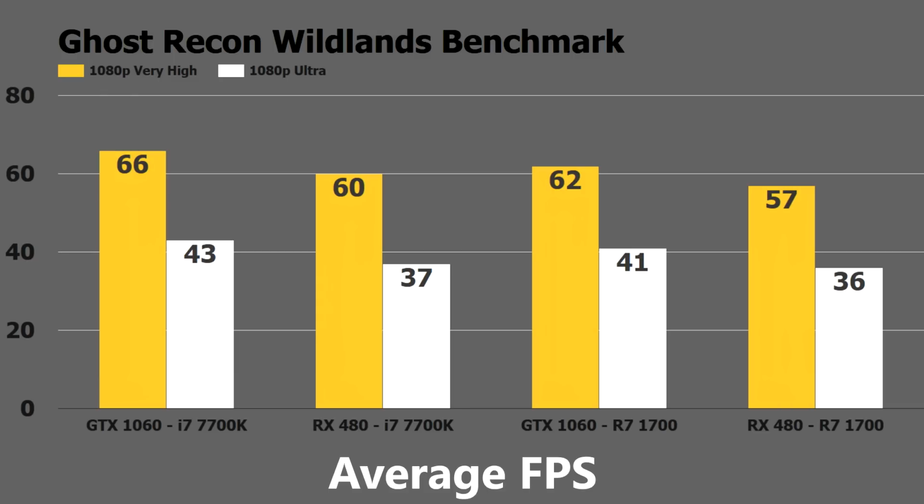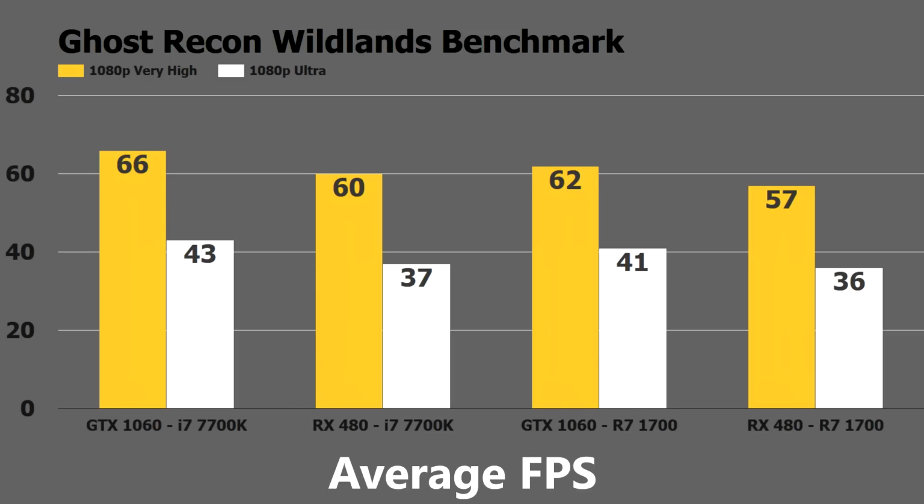But if you're on something sort of modern, if you are struggling at Ultra, just try dropping it down to that very high preset and you'll probably get a nice boost in performance, as you'll see here going across the board. The RX 480 with that Intel processor ended up getting an average of 60 FPS, so both graphics cards are totally capable of powering this game at 1080p at very high with the Kaby Lake 7700K.